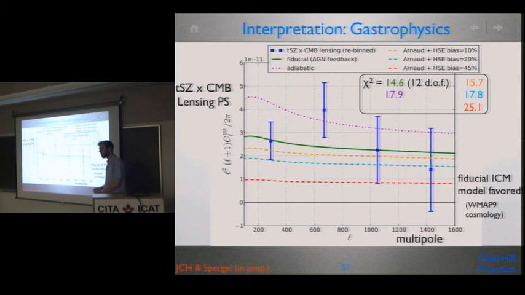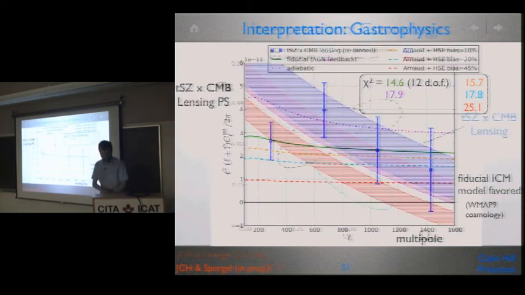So these errors you're showing, they're 1 sigma? In this plot, they're all 1 sigma, yeah. So they're not really inconsistent. No, I'd say that there's tension rather than inconsistency.